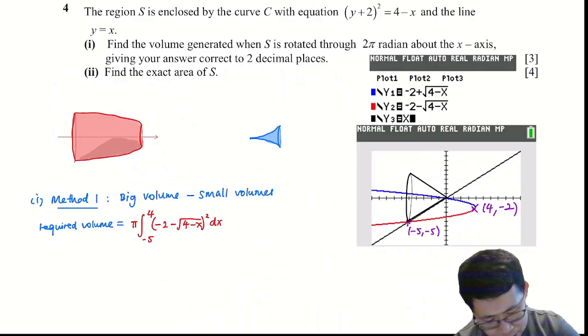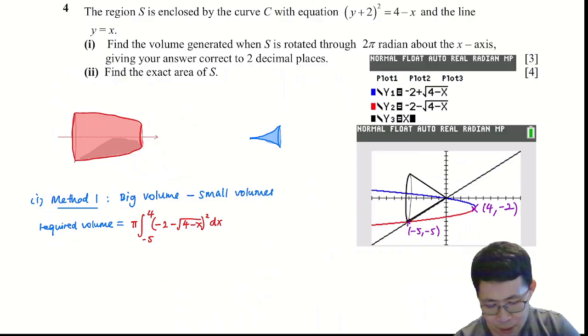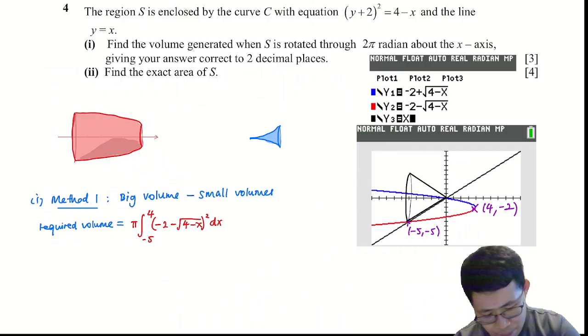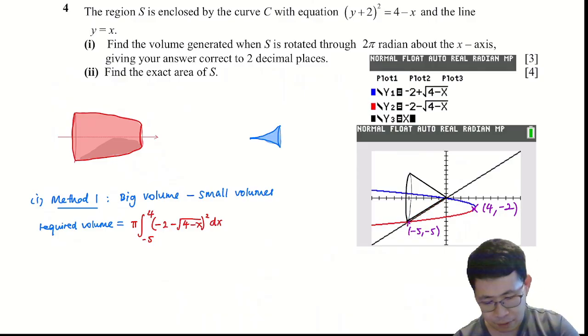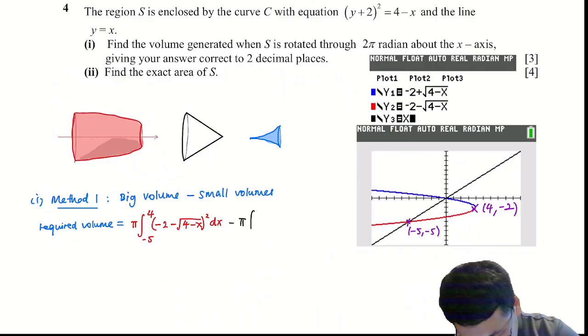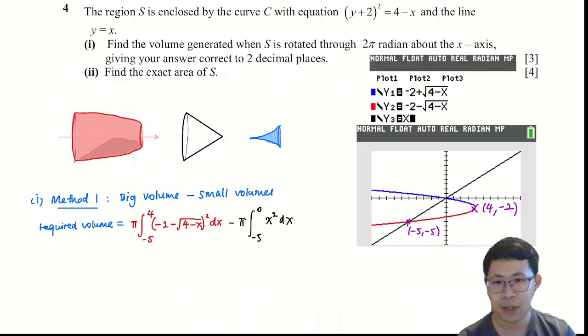For this second volume over here, we need to minus away the cone. There are two ways of writing the cone. You can write this using 1 over 3 pi r square h. Otherwise, you can also do the integral for this one. Integrating from where to where? From -5 until 0 of this curve over here. So here I can write this as minus pi from -5 to 0 of the function square dx. You can do this.